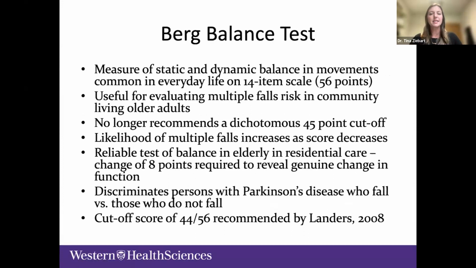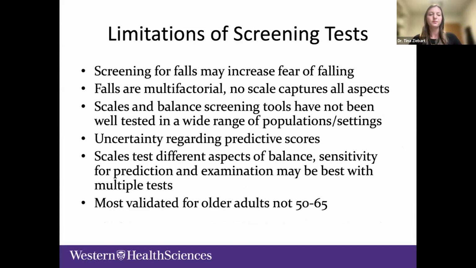The Berg balance test, I think, is again a little bit more commonly known, and it's a nice composite of static and dynamic balance on a 14-item scale. And so this is useful for evaluating multiple fall risks in the community. The likelihood of falls increases as the score decreases. It can also discriminate between those with Parkinson's who've fallen and those who don't fall. So this test is really nice because it's been really well evaluated in the literature and research.